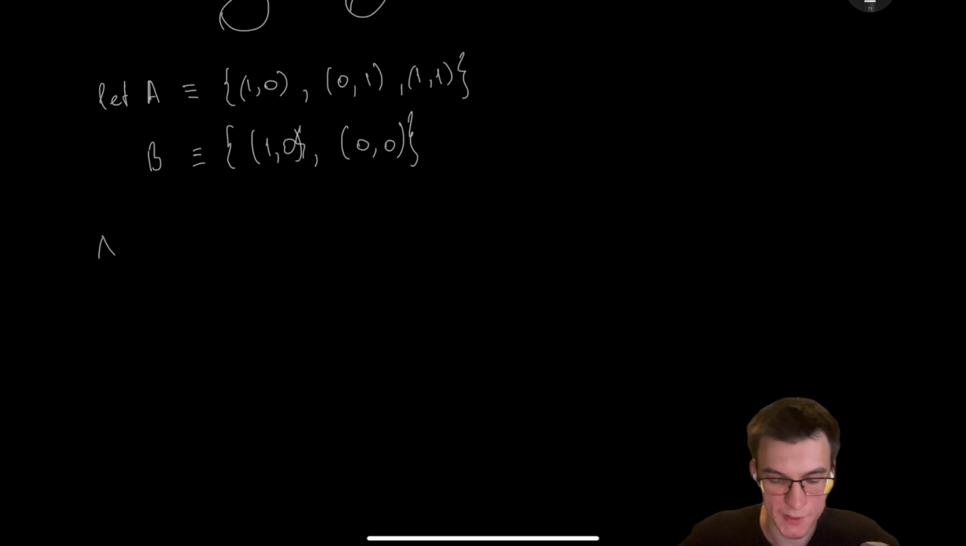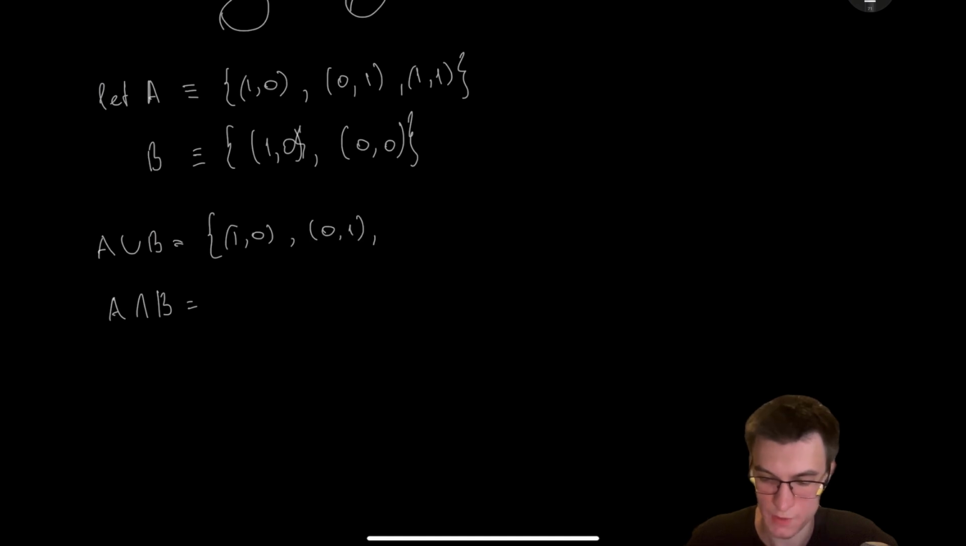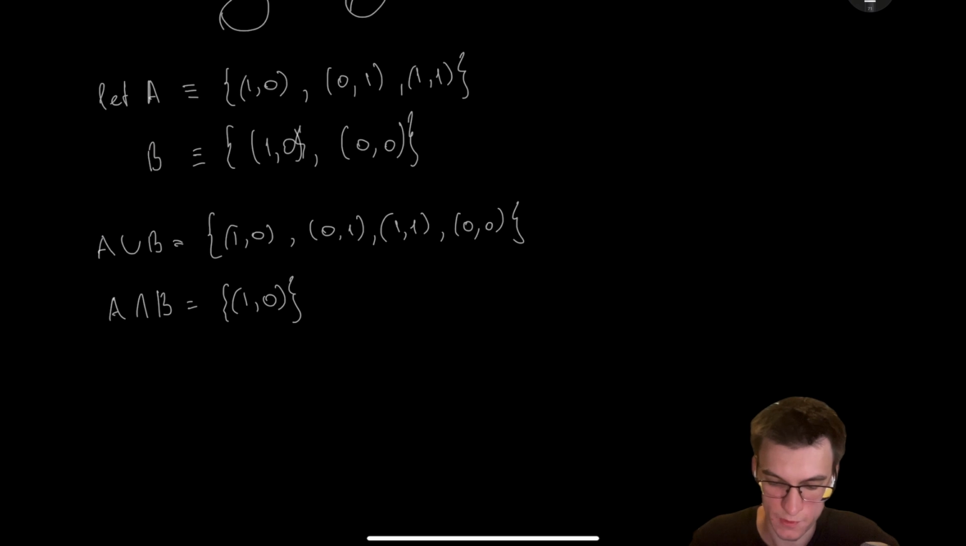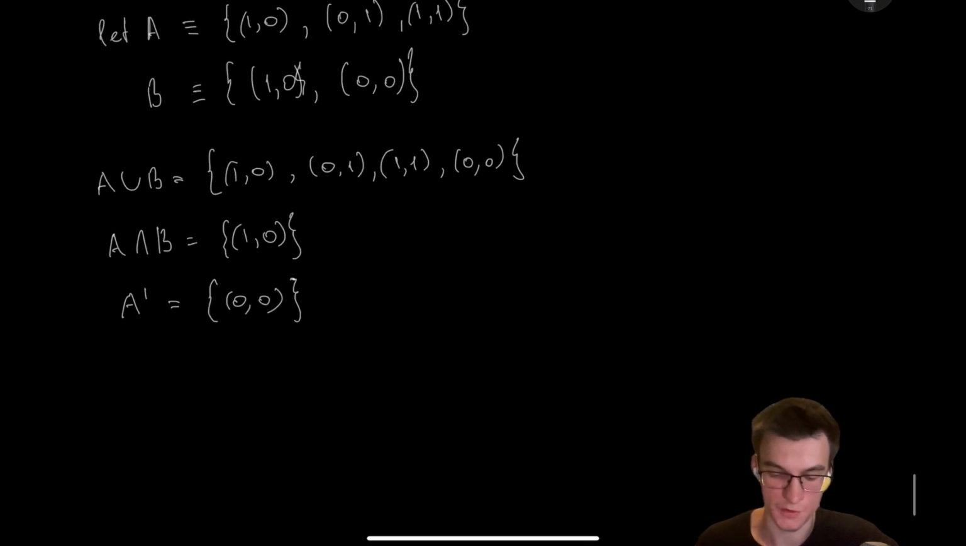So let's now take a look at the union and the intersection of these sets. The union of these sets, obviously, is 1, 0, 0, 1, 1, 1, and 0, 0. Now let's take a look at the intersection. The intersection is 1 and 0. This is it. If we take a look at the complement of set A, it will be only tail and tail. It is the only outcome which is not included in A.